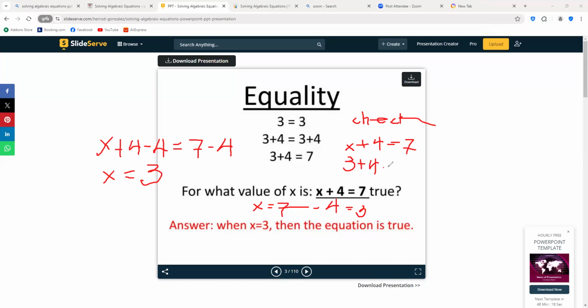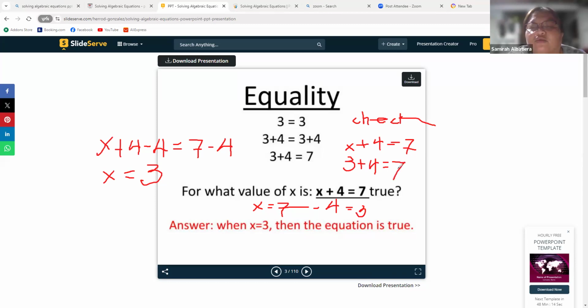Right? And then make sure that both sides will be equal. So 3 plus 4 again is equals to 7, and 7 is also equal to 7. So that is how we are going to check our work. Which makes us see that it is actually a correct answer for the value of x, which is 3.